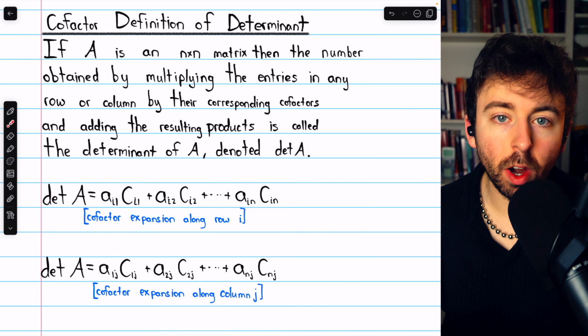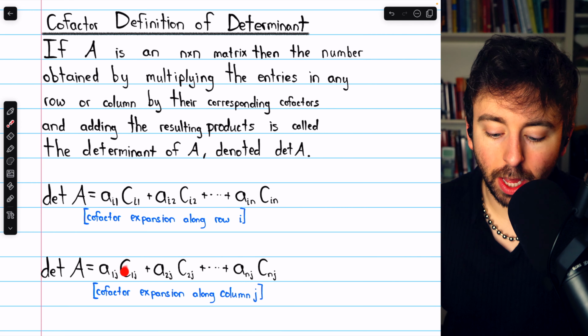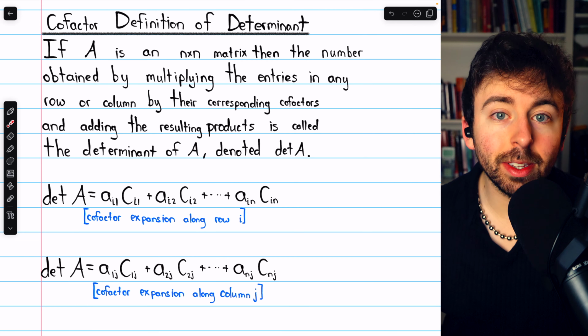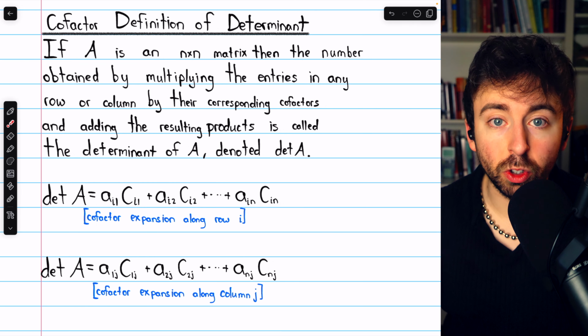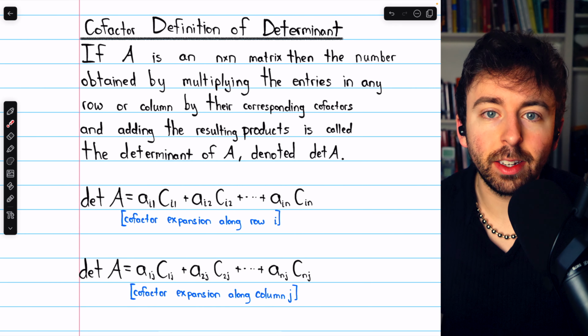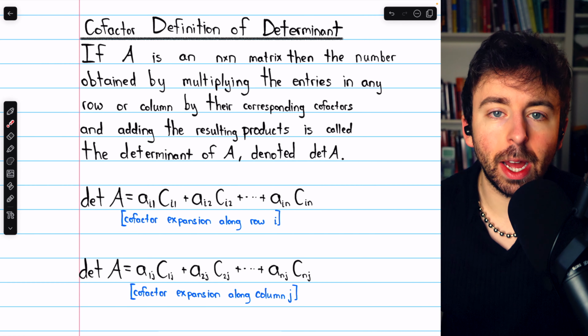We're moving down the rows while staying in the same column, and at each step, the entry is multiplied by its corresponding cofactor. And it turns out you're going to get the same exact number for the determinant no matter which row or which column you choose. Generally speaking, this is not the most efficient way to calculate determinants, but for smaller matrices, it's a pretty easy way to do it by hand.